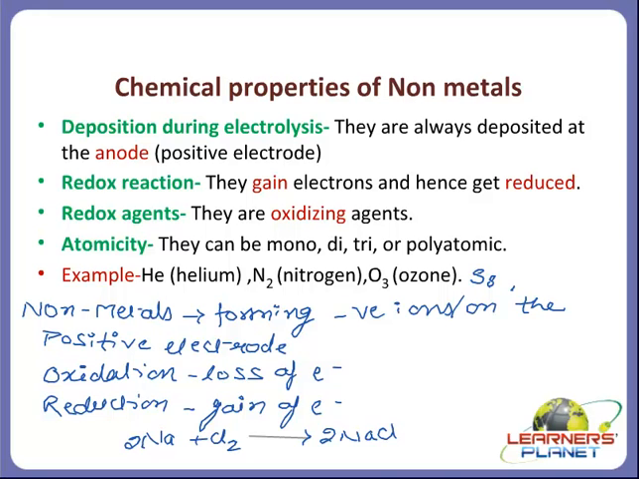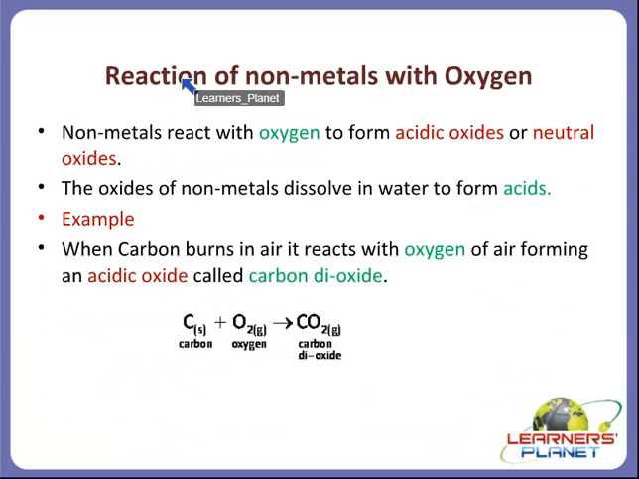Now moving to the next chemical property of these compounds, that is reaction of nonmetals with oxygen. Now let's see how these react with the different reactants or the elements or the compounds. Nonmetals react with oxygen to form acidic oxides or neutral oxides. Do you remember what type of oxides were formed by metals? They were basic oxides. Whereas these non-metals, they are forming what type of oxides? Acidic oxides. The oxides of non-metals dissolve in water to form acids.